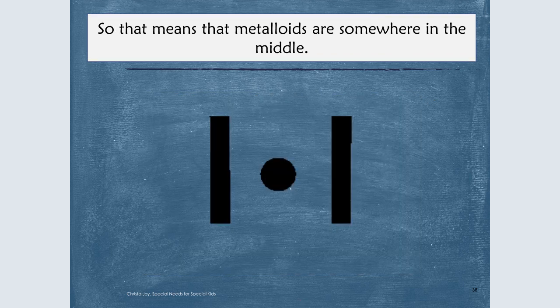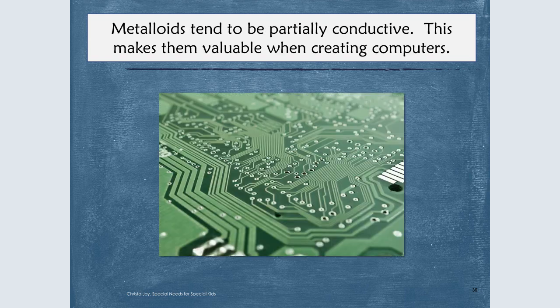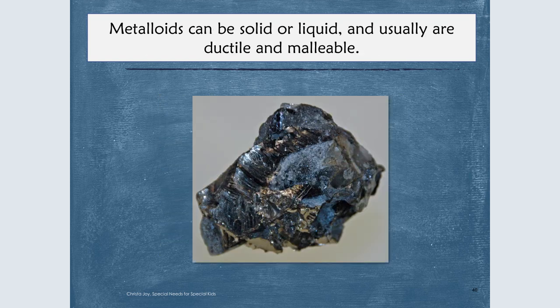That means the metalloids are somewhere in between. So here's the in between here. Metalloids tend to be partially conductive. It makes them valuable when creating computers. Metalloids can be solid or liquid, and usually are ductile and malleable.